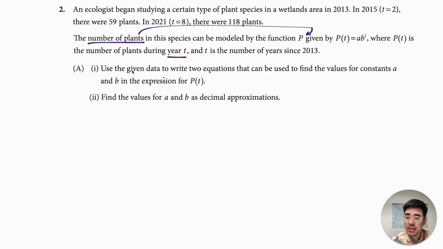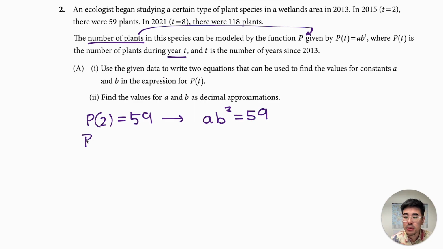And then it says use the data given to write 2 equations that can be used to find the values for constants a and b in this equation. So we're going to plug in those points. So here's how I'm going to show my work. I'm going to say p of 2 is equal to 59. And then if I plug 2 into this equation, that means that a b to the 2 is equal to 59. Similarly, I can do p of 8 is equal to 118. And then that's going to yield the equation a b to the 8th is equal to 118.